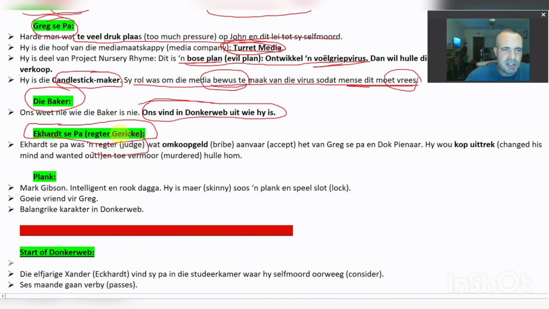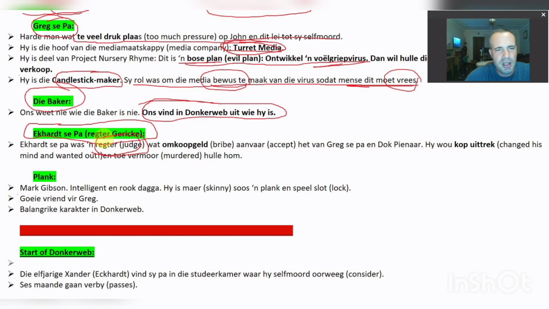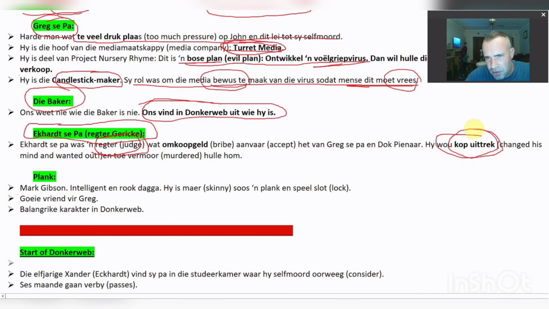Now, he was the judge. So he was also part of Project Nursery Rhyme. But early on, because he's a judge, he probably had pangs of conscience and wanted to withdraw himself out of it. He was probably there to make sure that on the legal side of things, this criminal activity can take place in the safest possible way. Okay, but anyway, he wanted to change his mind.